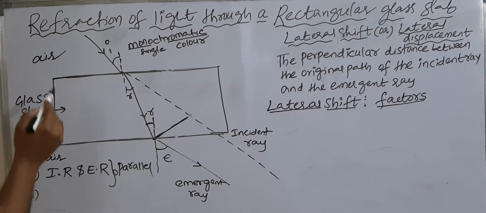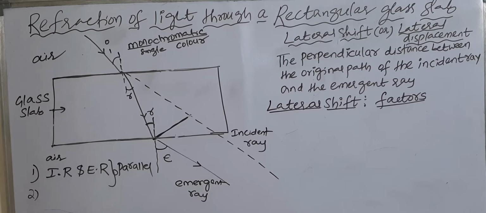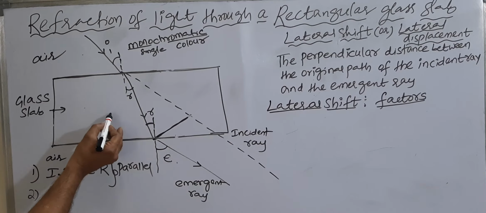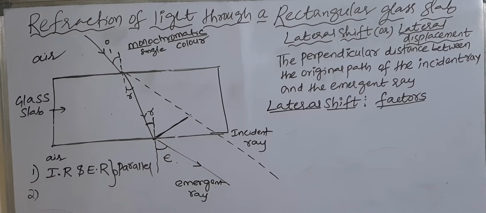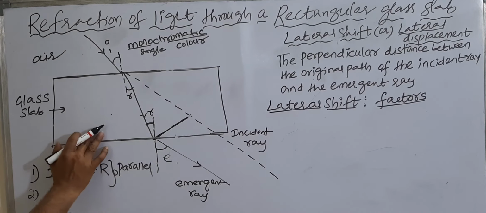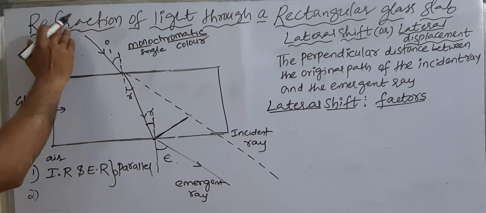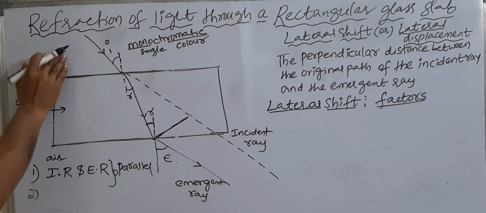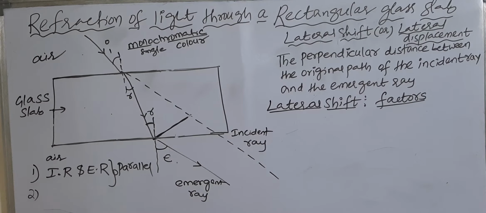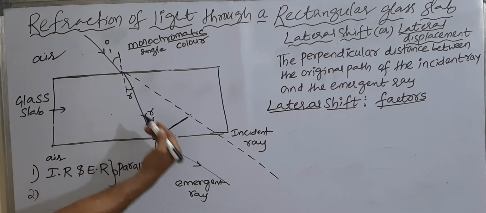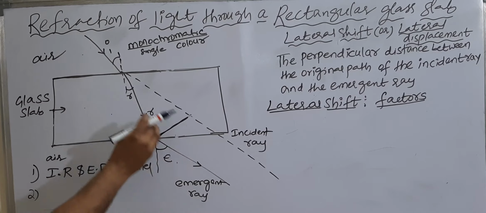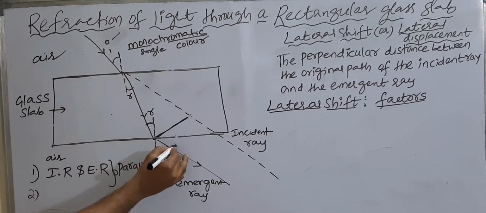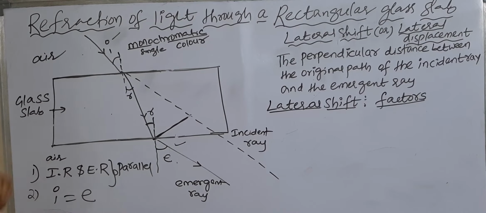Next, see. Here, light is entering from air to glass. If you reverse the path, here also, light is entering from air to glass. That means this is a rectangular glass slab. Above this, what is the medium? Air. This side also, what is the medium? Air. That means on both sides of the rectangular glass slab the same medium is there, air and air. So if you reverse the path, the light is entering from air to glass. So this angle and this angle are equal. So, I is equal to E.